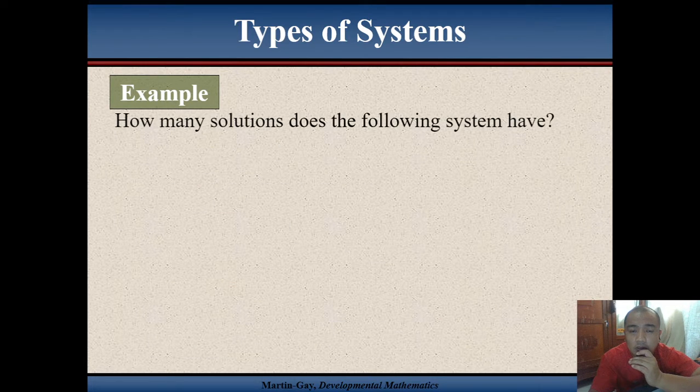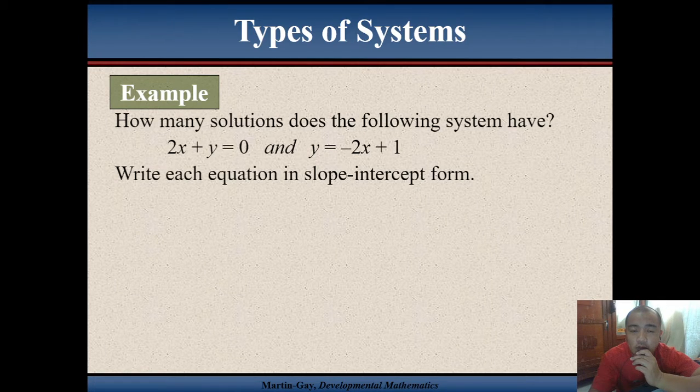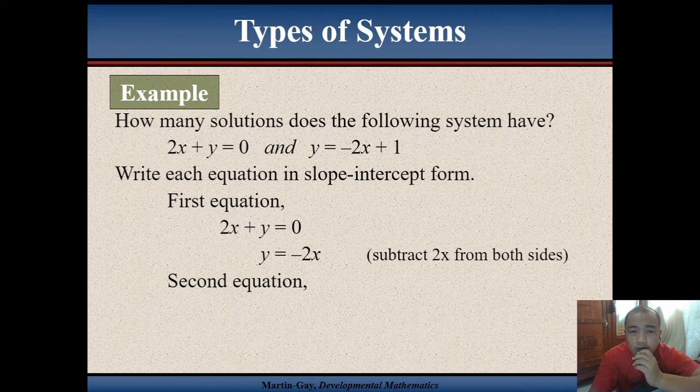Next, how many solutions does the following system have? 2x plus y equals 0 and y equals negative 2x plus 1. Write each equation into slope-intercept form. For the first equation, y equals negative 2x. For the second equation, y equals negative 2x plus 1.